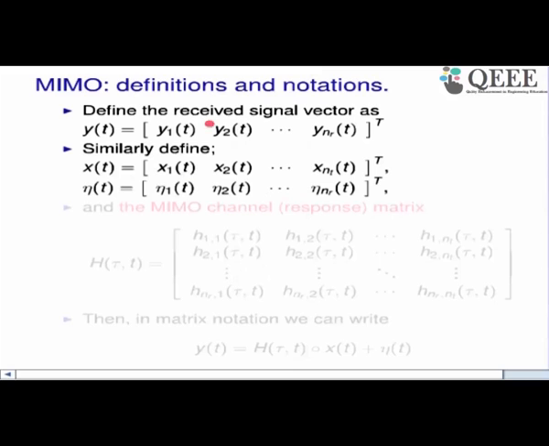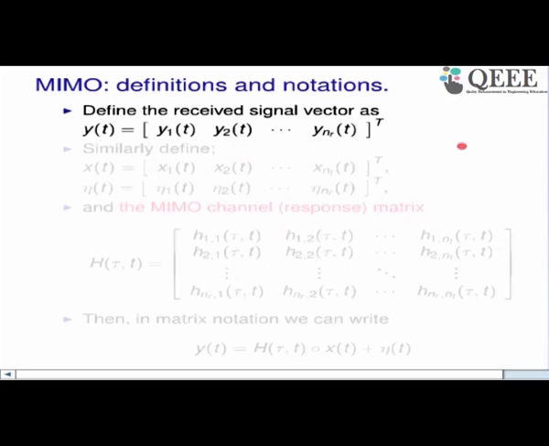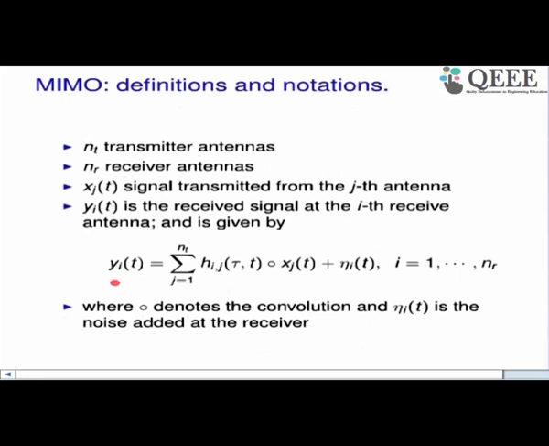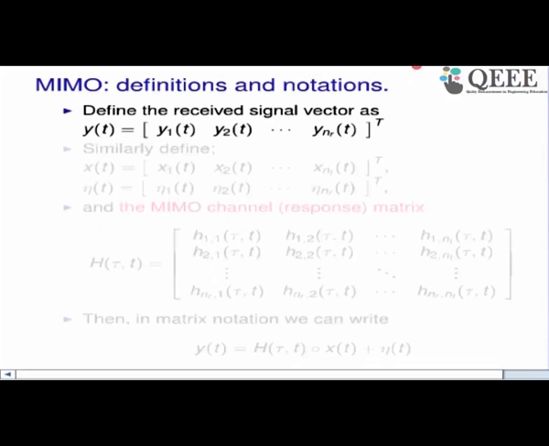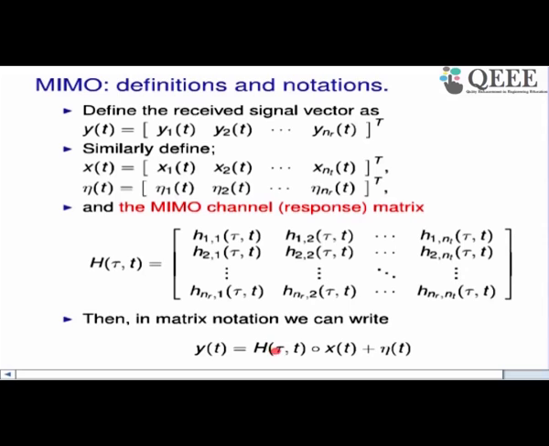Similarly, define x(t) as a vector of signals transmitted from the NT transmit antennas. Eta 1 to eta NR are the noise added at each of the NR receive antennas. Combining the previous equation, collecting all the y_i together, we can write in matrix notation y(t) is H(t, tau), where H(t, tau) is a matrix now. Convolution here means each element convolves with each element here and then adds. And eta(t) is the noise that is added here.